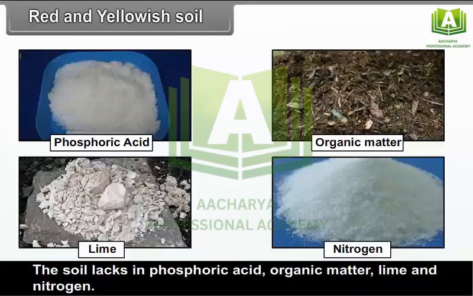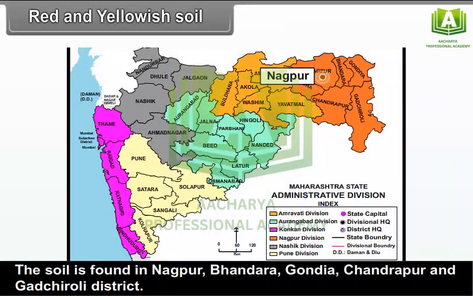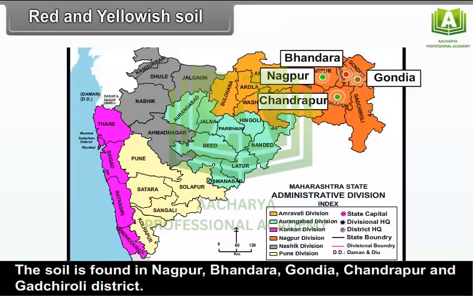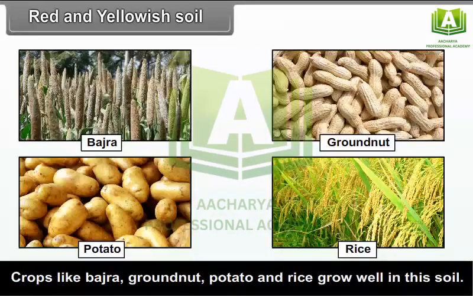The soil lacks in phosphoric acid, organic matter, lime, and nitrogen. The soil is found in Nagpur, Bhandara, Gondia, Chandrapur, and Gadchiroli district. Crops like bajra, groundnut, potato, and rice grow well in this soil.